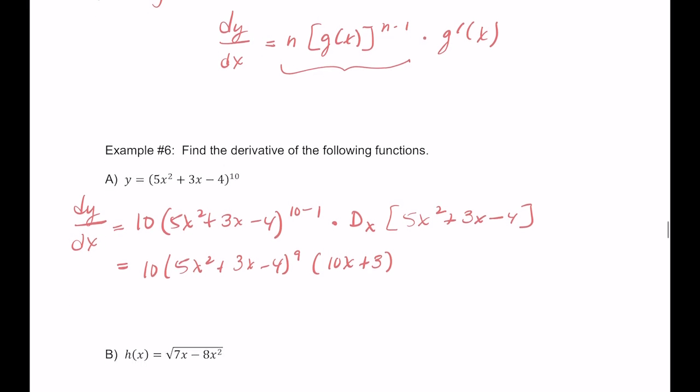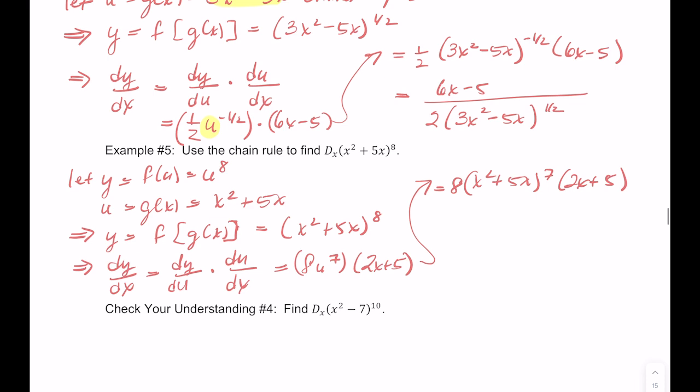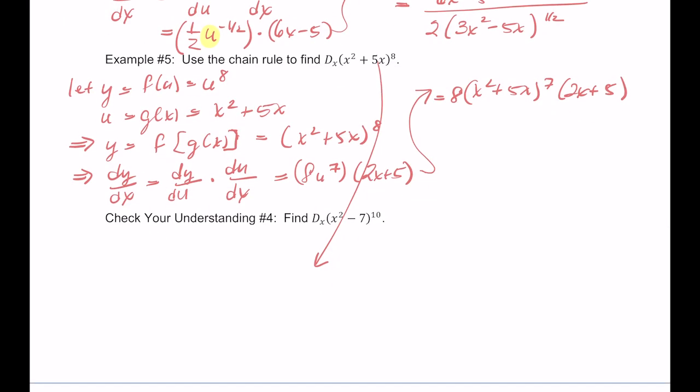All right. Now you can see how you could use that with these problems as well. So if I was to go back to, let's say, this one, if I wanted to use the general power rule, I would first use the power rule, right? So I would have 8 times x squared plus 5x to the 7th. And then I'm going to multiply by the derivative of g of x. So that would just be your x squared plus 5x, the inner piece. So that's just going to be 2x plus 5, right? And if you look at what you got there, it's the same thing.